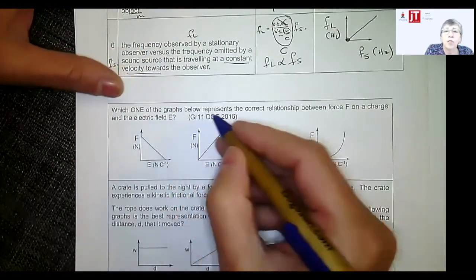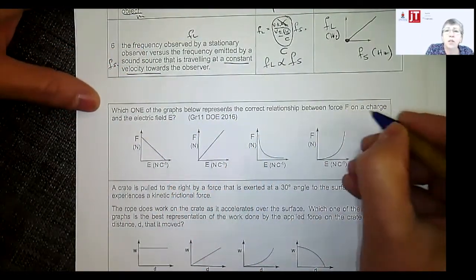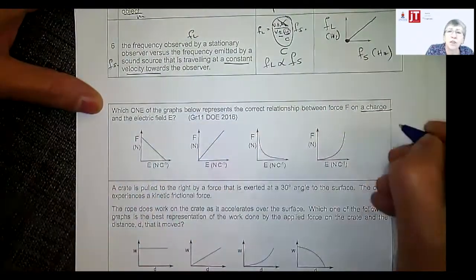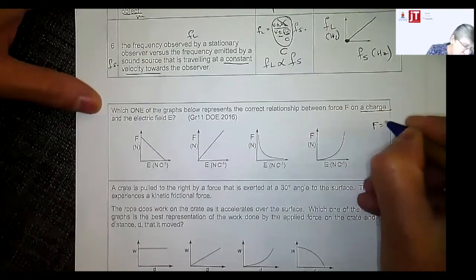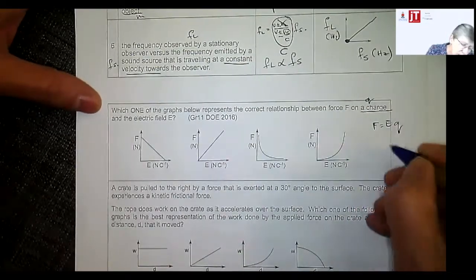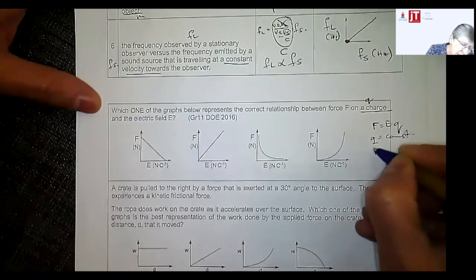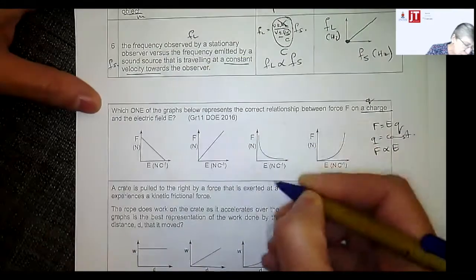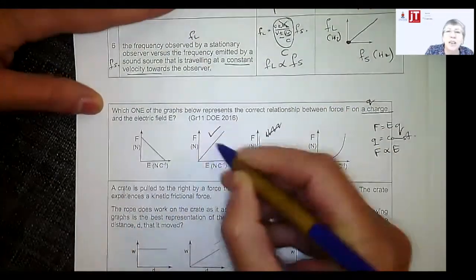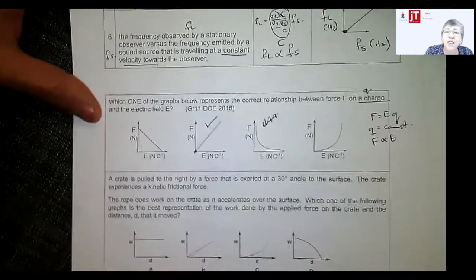Which one of the graphs below represents the correct relationship between F, the force on a charge, and an electric field E? I'm looking for an equation. F equals EQ, and for a charge, that tells me Q is my constant. So immediately F is directly proportional to E, and we're looking at a straight line through the origin, right?